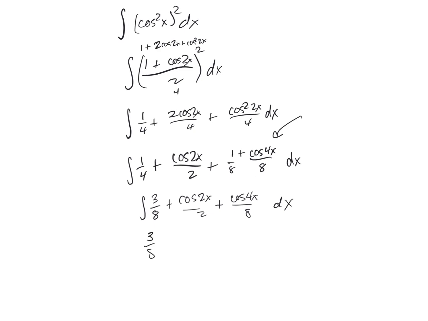3/8 x. What about cosine of 2x over 2? If it was cosine of x over 2, what would it be? Let's ignore this 2 for just a second, not permanently. It would be sine of x over 2, right? But that 2x means my chain rule, I have to undo multiplying by 2. So it's going to be sine of 2x over 4. Is everybody comfortable with that?